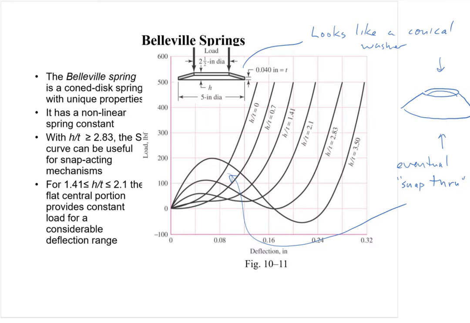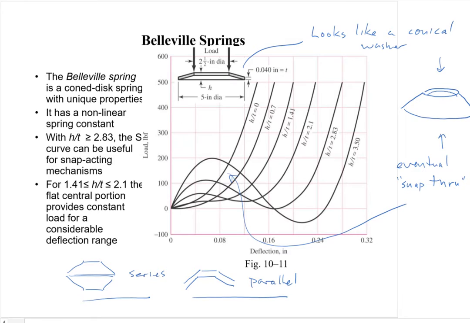These things are usually stacked. You can stack them like this, that would be in series, or you can stack them like this, that would be in parallel. So if you need a stiffer Belleville washer, you'd stack them one on top of the other. And if you need them softer, you could put them same end to same end, like on the left. So this is series, this is parallel.